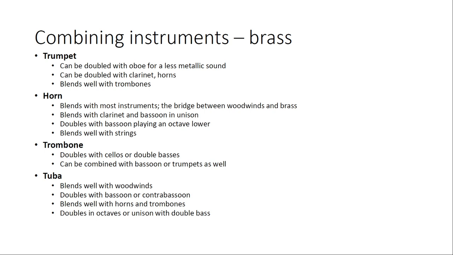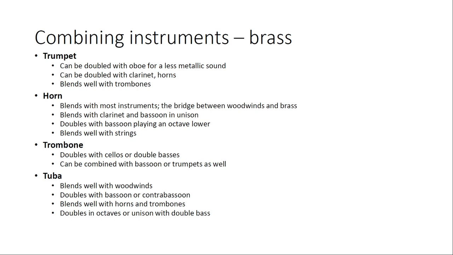It's actually considered the bridge between the woodwinds and brass section because it can blend pretty well with the English horn and other such instruments. It has a mellower sound, and it can provide a subtle transition between the two. It can also blend with a clarinet and bassoon, and it also blends well with strings. The trombone usually doubles with cellos or double basses and can be combined with the bassoon or trumpets.